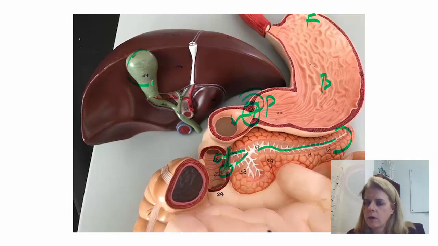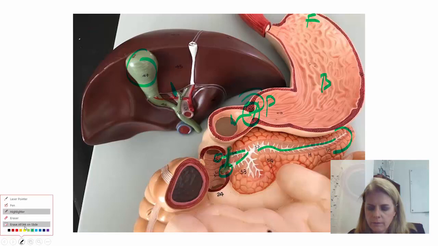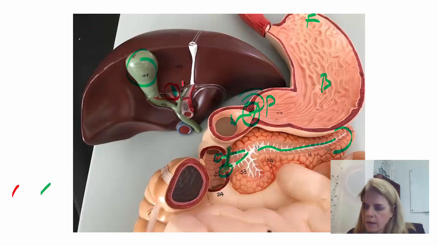Here you have your gallbladder. You've got your left, and let me change colors. You have your two hepatic ducts there, left and right. They join to form the common hepatic duct. The cystic duct and the common hepatic duct join to form the bile duct. The bile duct goes around and comes here, joins the pancreatic ducts, and empties into the duodenum.